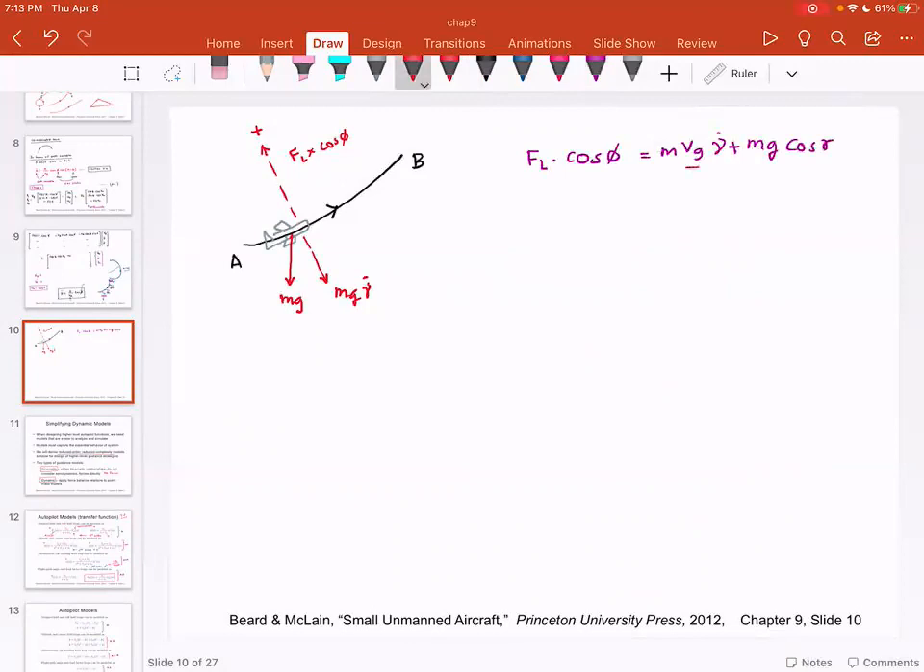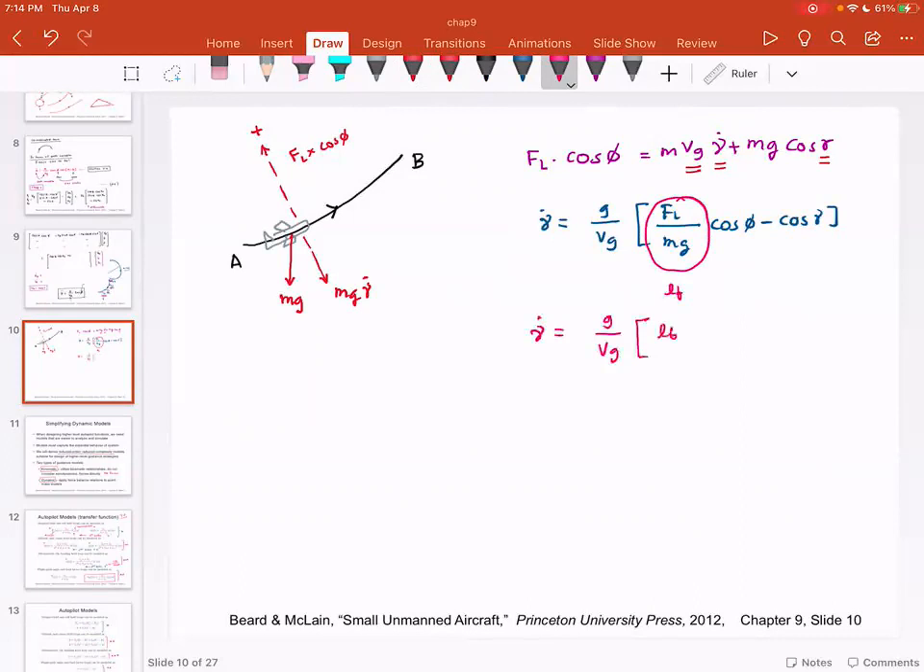Once again, observe, you have Vg, you have gamma. So these are the path variables. Now what I want to do is convert these path variables in terms of the UAV state variables. And the most natural way to do that is g divided by Vg, times F L divided by mg, cosine of phi minus cosine of gamma. This gives me the expression for gamma dot. And here they define F L divided by mg as something called the load factor. So they call this LF. And then gamma dot is equal to g divided by Vg, times LF cosine phi minus cosine gamma.